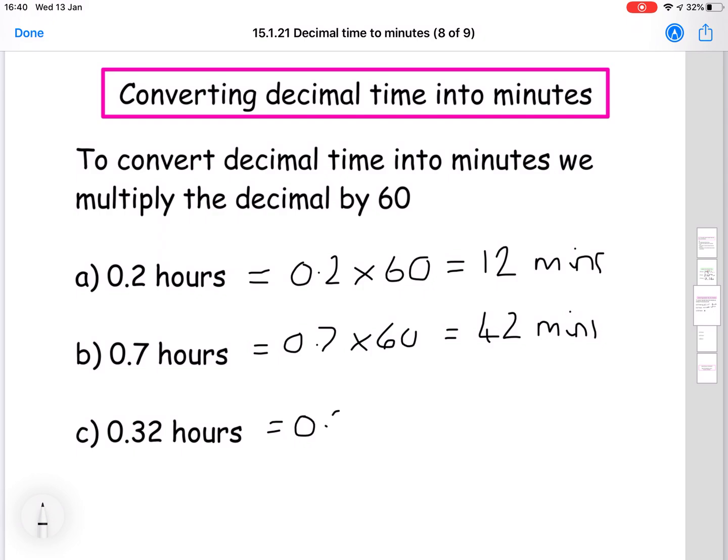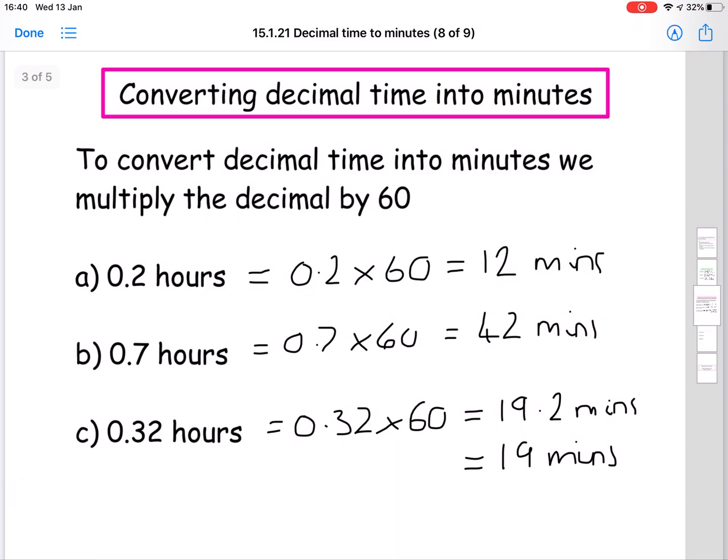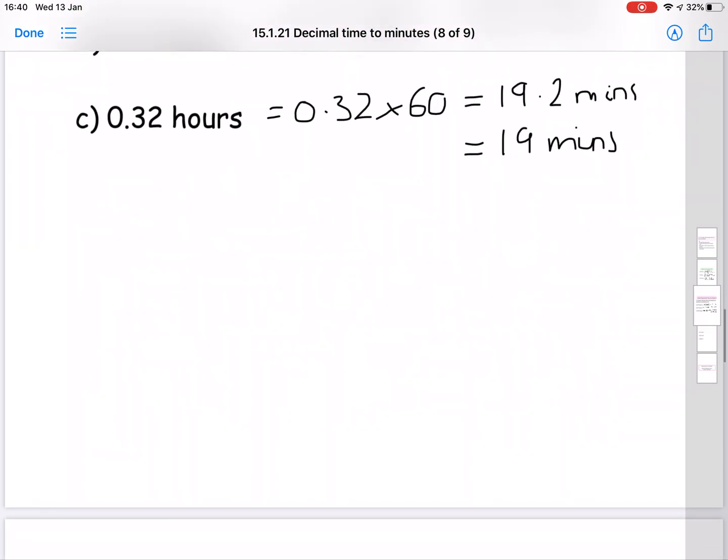Now your last one here, we have 0.32 hours. So 0.32 times 60. Now this time we're going to have to do a little bit of rounding. Your calculator will tell you that's 19.2 minutes, but we would generally not say 19.2 minutes when we're working with time. We would normally round this to the nearest minute, so I'm going to write that as 19 minutes. Anything under 0.5, we would round down and leave as the number of minutes that we have. If it's 0.5 or bigger, you would round it up to the next minute. So 19.2 minutes, we would just write as 19 minutes.